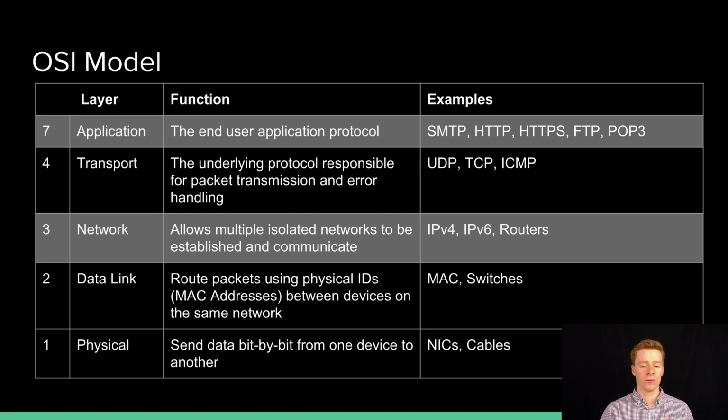So layer 3 is where IP addresses come in. It allows multiple isolated networks to be established and communicate to one another. The next layer, layer 4, is where protocols come into play. So that might be UDP or TCP or ICMP for ping. And then we have layer 7, which is where your application sits. And this is typically mainly a layer used for data, but here we have, say, SMTP, HTTP, FTP or POP3.